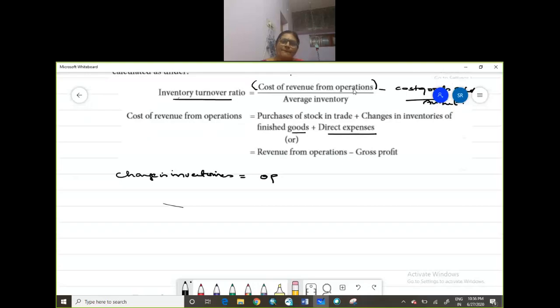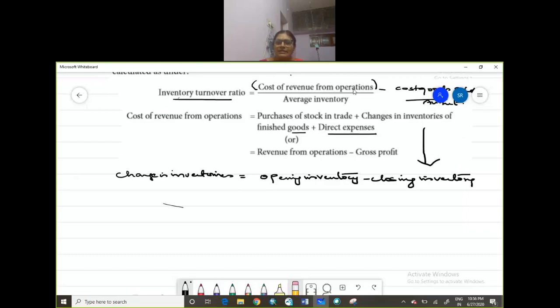Now I will explain how to calculate changes in inventory. Cost of revenue from operations is equal to purchase of stock in trade, that is purchases. Now how do you calculate changes in inventories? Changes in inventories is nothing but opening inventory minus closing inventory. So this is the change in inventories.